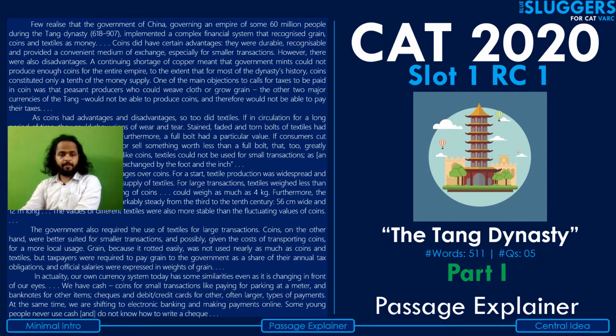In today's session, we'll be taking up an RC that was asked in your CAT exam in the year 2020 in the first slot, and I've titled the RC as the Tang Dynasty, 511 words for 5 questions. This is the first part of the session where I'll be taking you through the passage. I'll be just explaining the passage to you in detail here. In the second part is where I've discussed the questions pertaining to the passage.